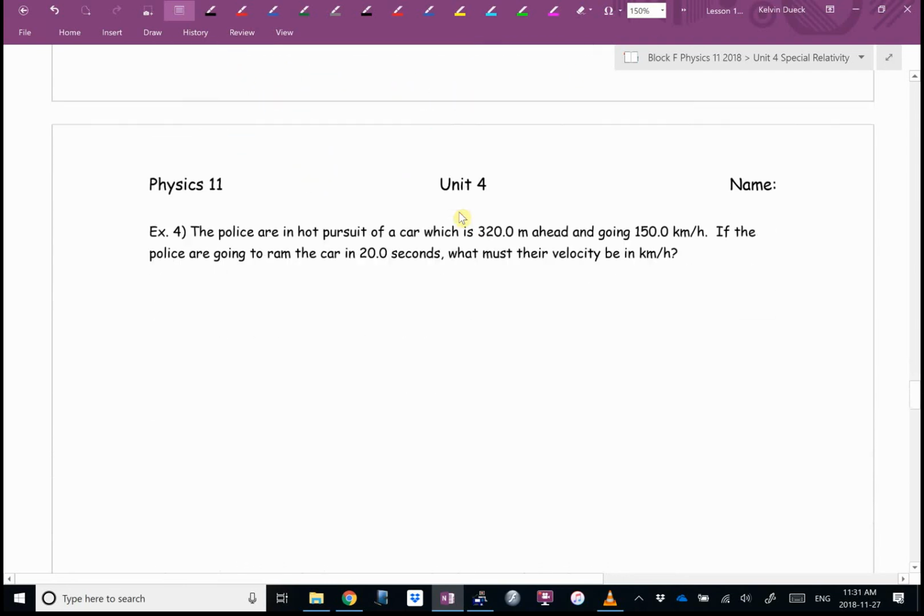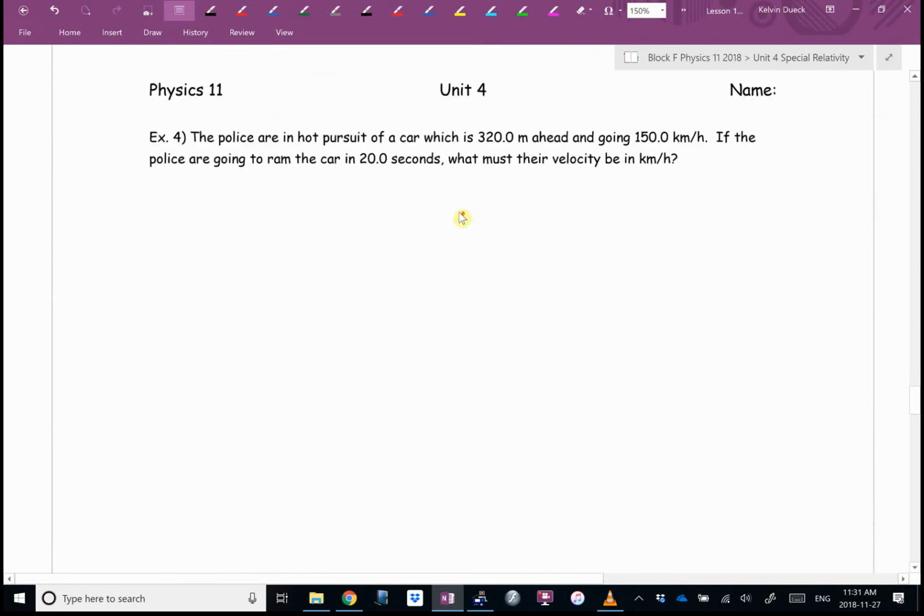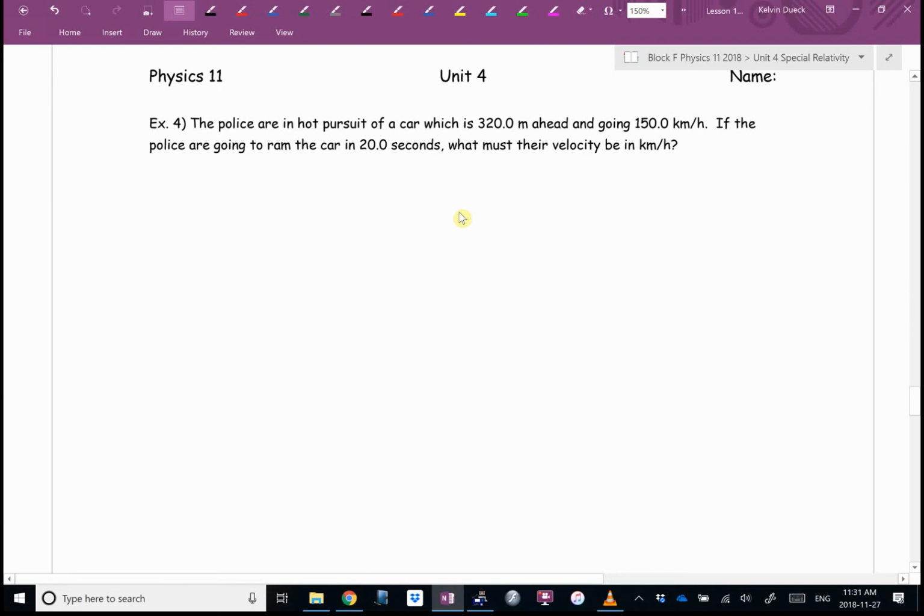I like example 4. Example 4 is a nice question. Example 4 without relative speed is very, very difficult. With relative speed, it's not plug and chug, but it's close.